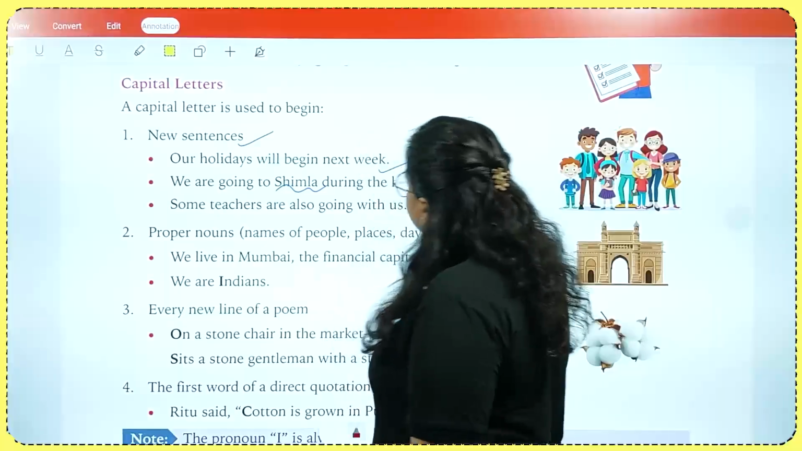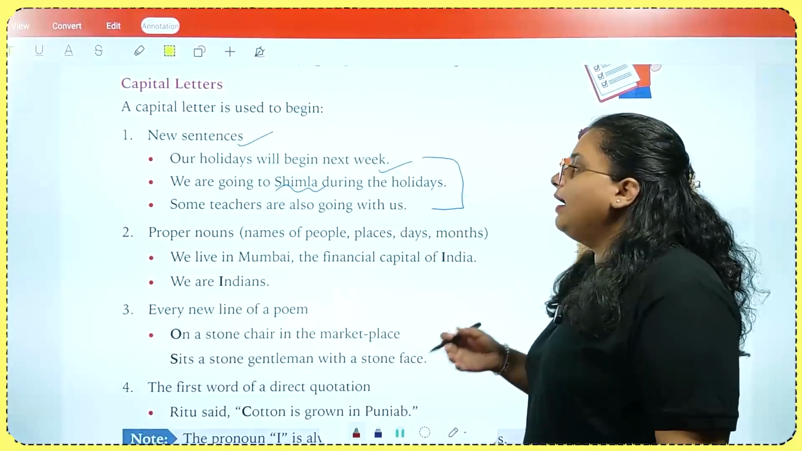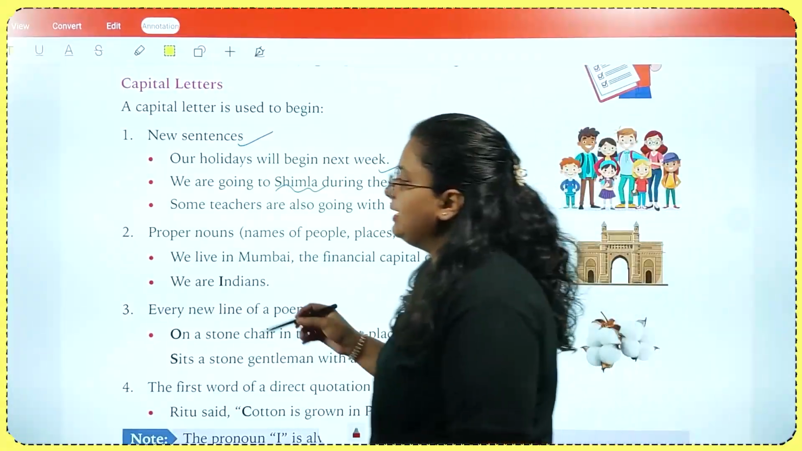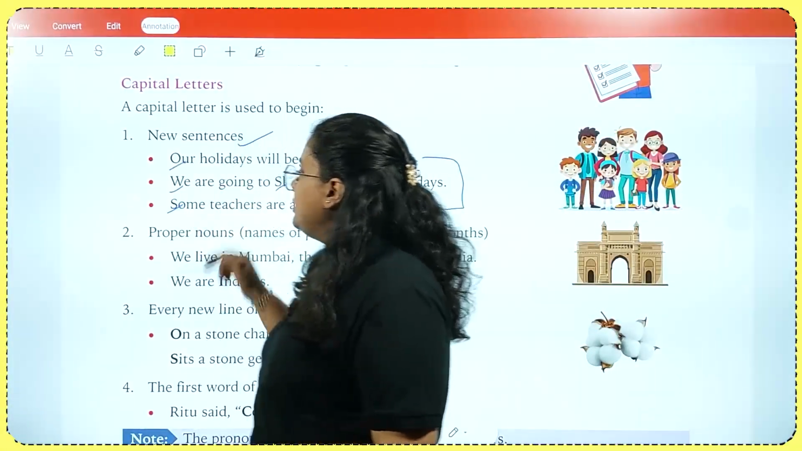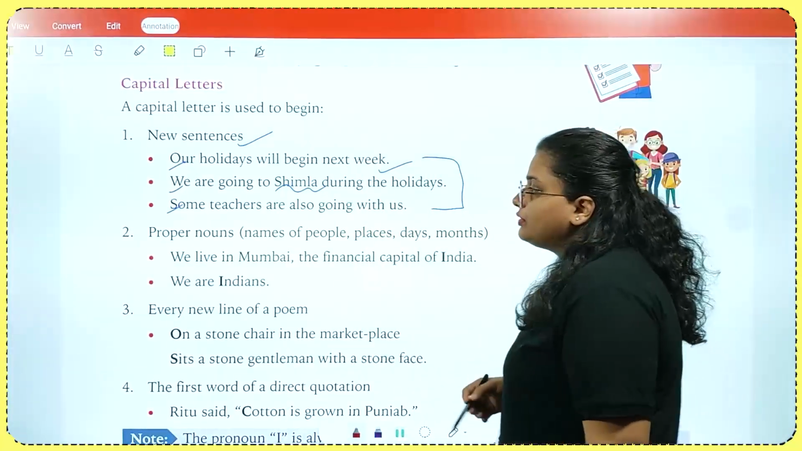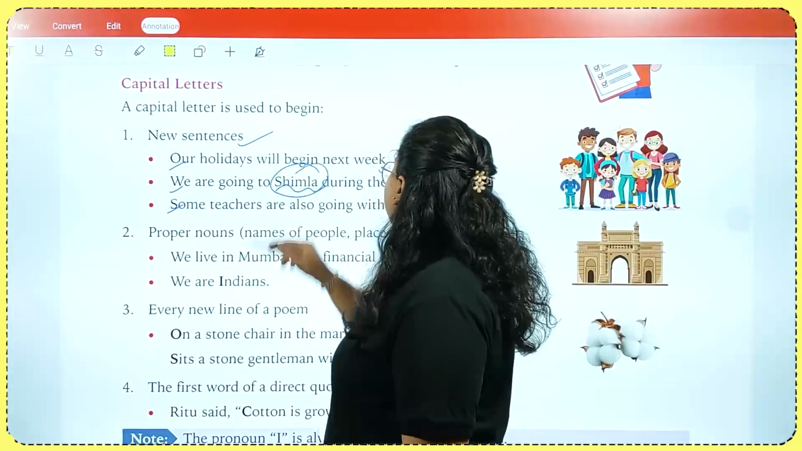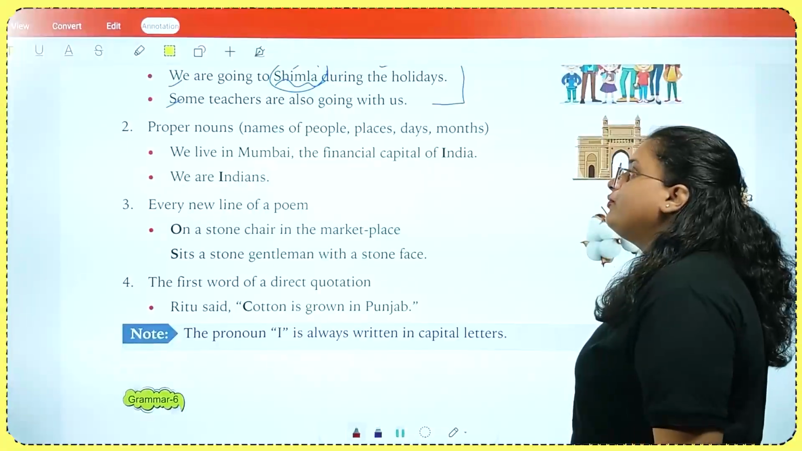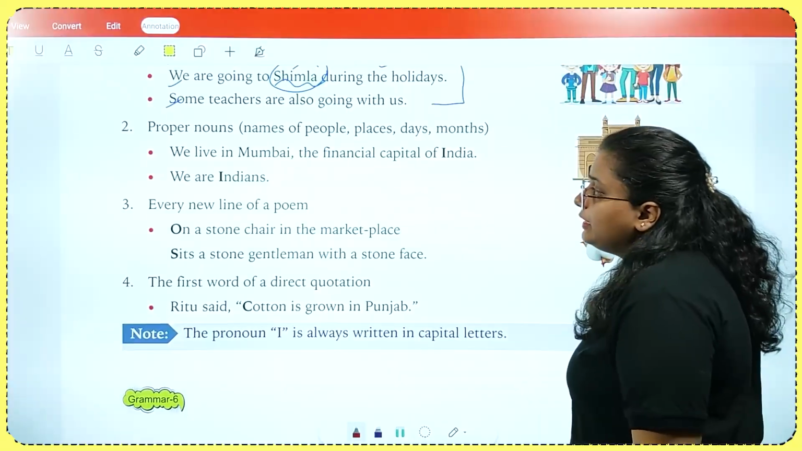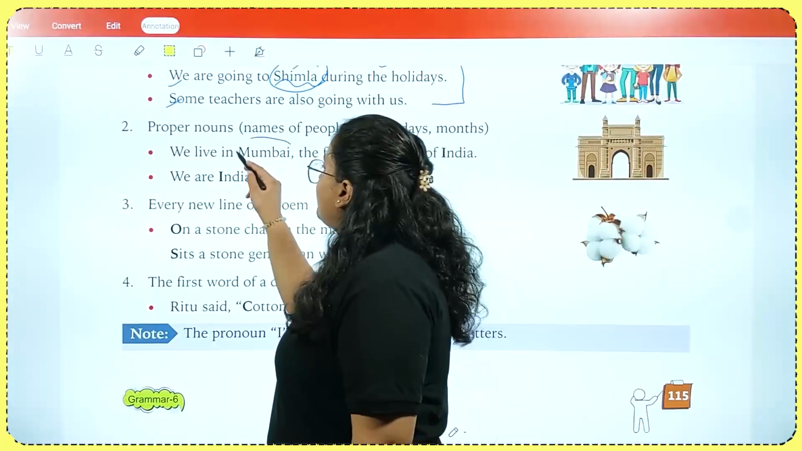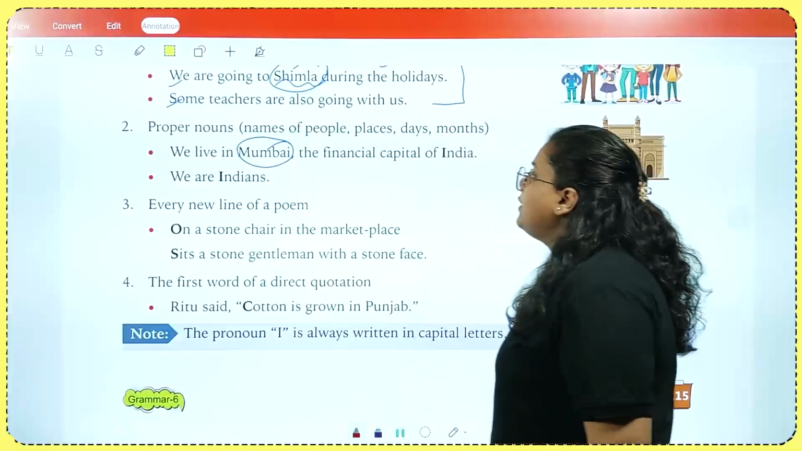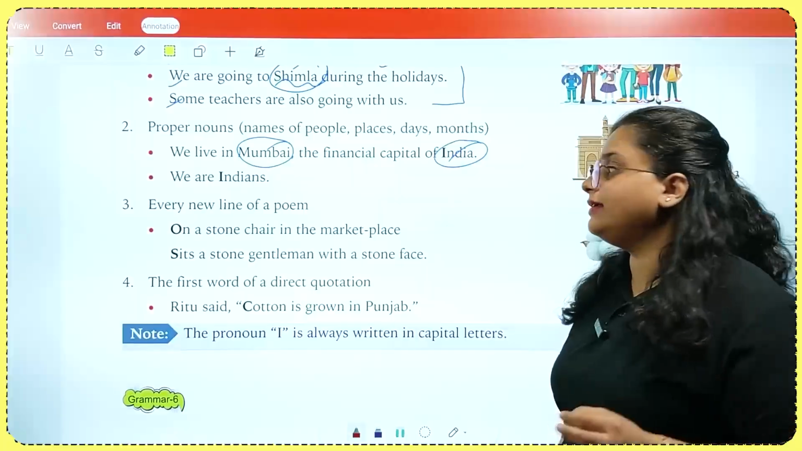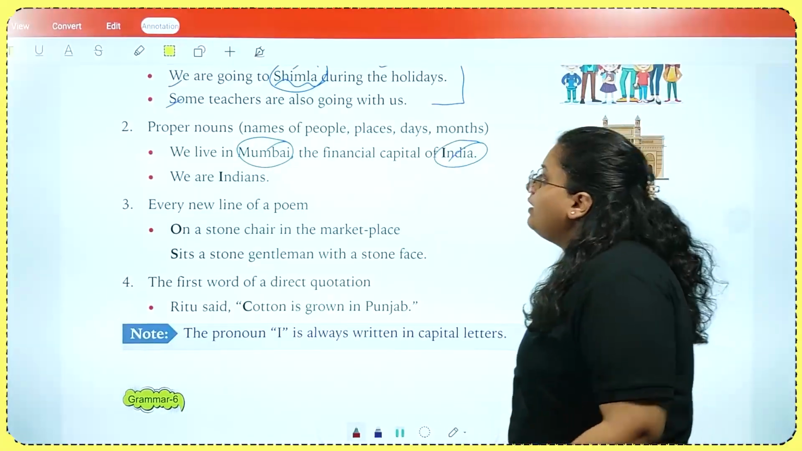So all of these three sentences are related in a way, and whenever I'm starting a new sentence, I am using a capital letter. And I am using a capital letter also for a proper noun, sorry. Proper nouns, name of people, place, day, month. We live in Mumbai. So Mumbai is the name of a place, the financial capital of India. Both the name of the place are written in capital letters. We are Indians.